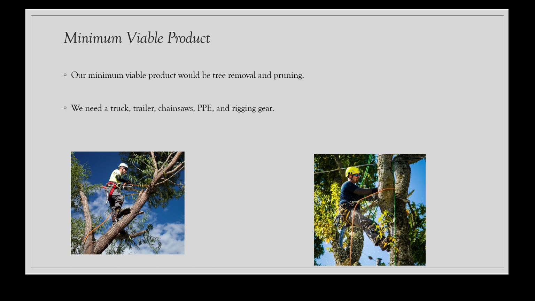Our minimum viable product is tree removal and pruning, and we need a truck, trailer, chainsaws, personal protective equipment, and rigging gear to do that. This is what I moved to primarily because it's the most profitable and the highest demand.